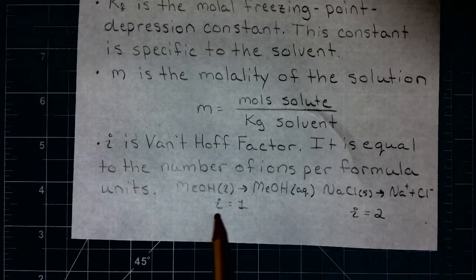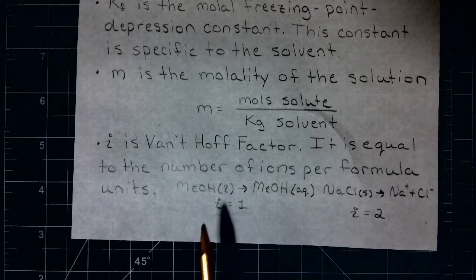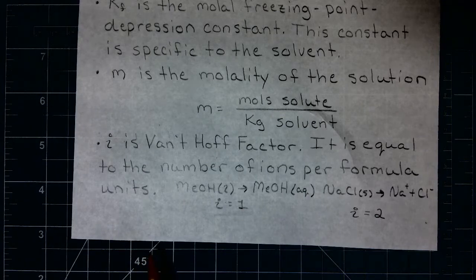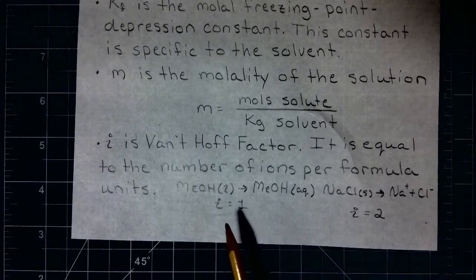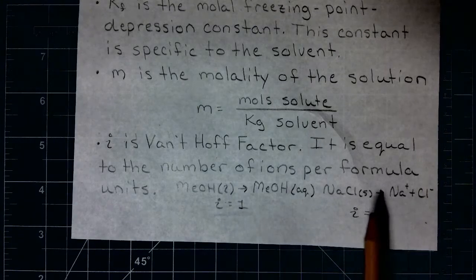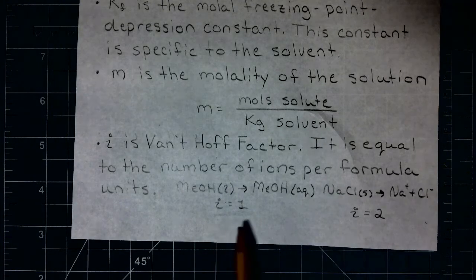In our lab, though, we're going to just assume that i is 1. We're using only organic solutes and solvents, and they're not going to ionize. We don't have an ionizing solution, so i is always going to be 1 for us.